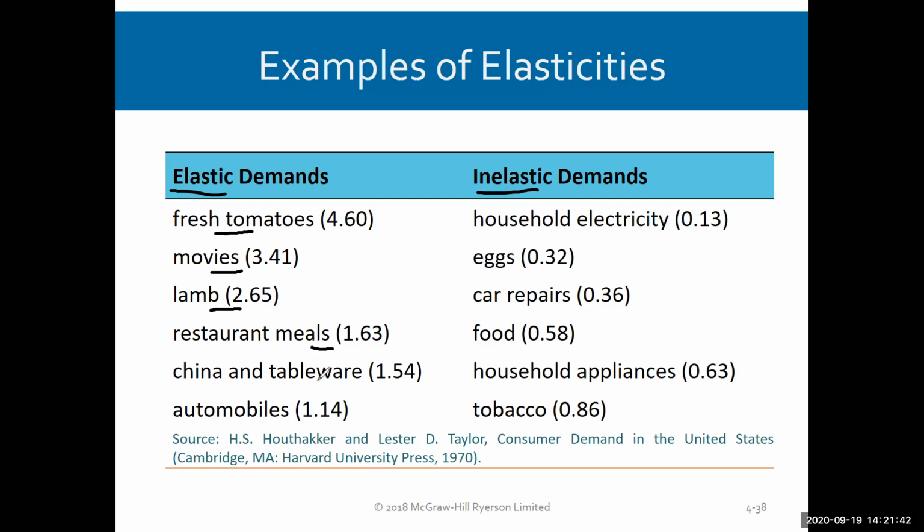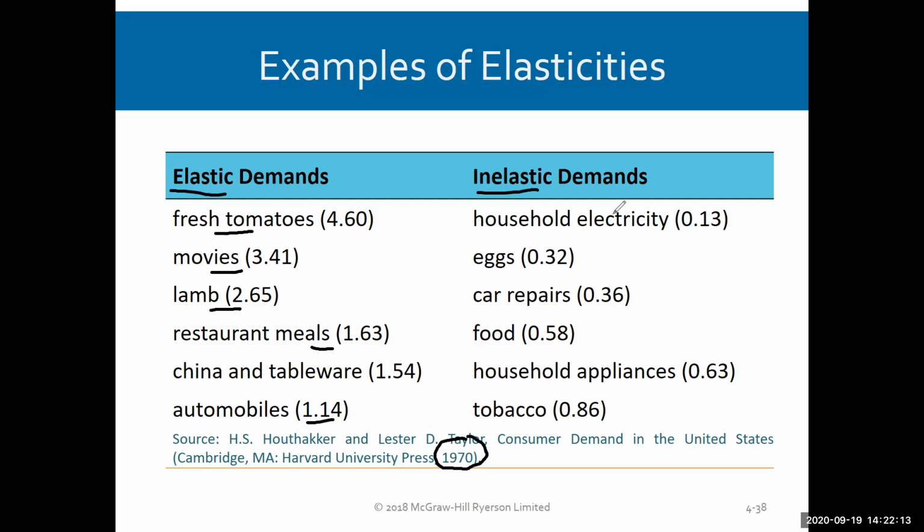And China and tableware, well, we'll just skip that one and go to automobiles. It's elastic, so you raise the price of automobiles too much, people will substitute away. But back in the day when this slide was actually put together, scary to point out that it's 1970, the elasticity was not that high because there weren't a lot of substitutes to automobiles. Do you think the elasticity would be higher now for automobiles? Would there be more substitutes?